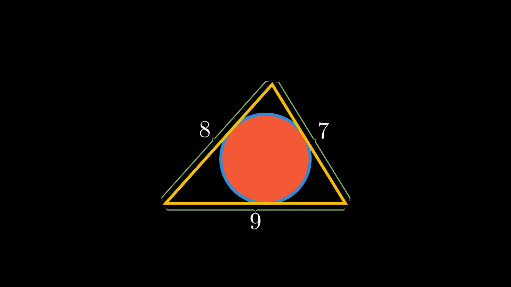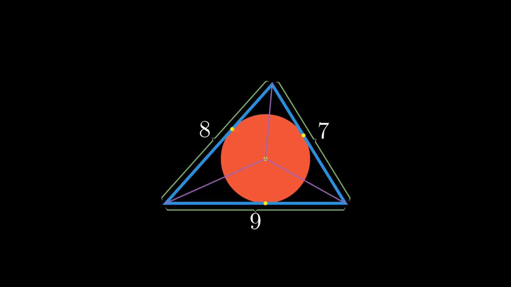Let's solve a classic geometry problem. Find the area of a circle inscribed in a triangle with side lengths 7, 8, and 9. An inscribed circle, or incircle, is a circle that fits perfectly inside a triangle, touching all three sides. The point where the incircle touches each side is called the point of tangency.